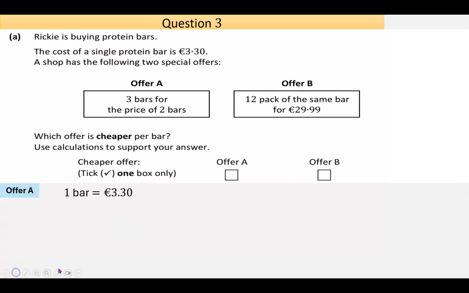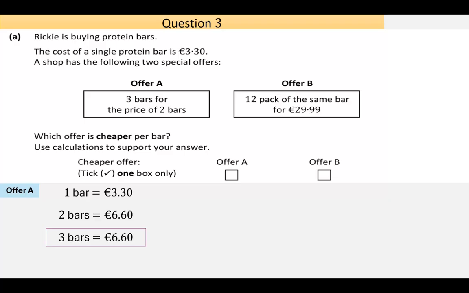So the answer, okay, we've worked our way through offer A. Well, 1 bar is equal to 330. So 2 bars, twice that, is equal to 660. That means that 3 bars, okay, because one of them is free, costs 660.